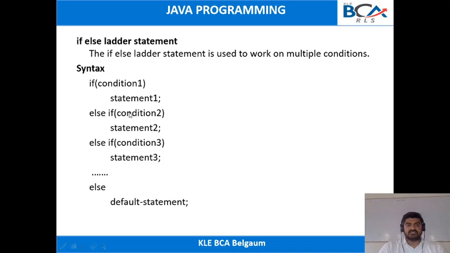Suppose that condition 2 is evaluated to false, next it will go for condition 3. Suppose condition 3 is evaluated to true, then it will execute statement 3, and so on. If all the conditions are evaluated to false, next it will execute the else part. So this is the if-else-if-else ladder, where we have multiple conditions.